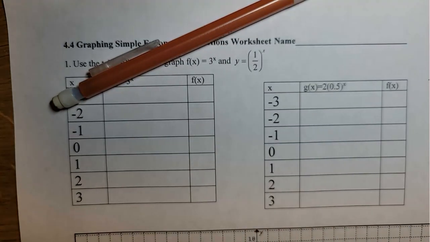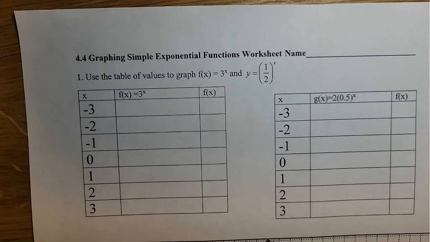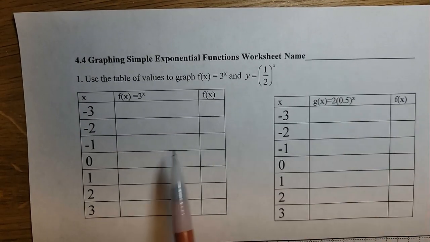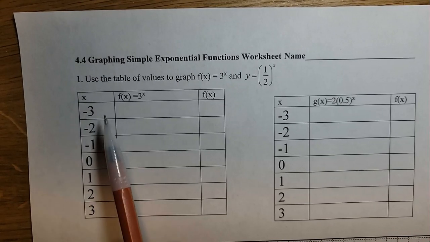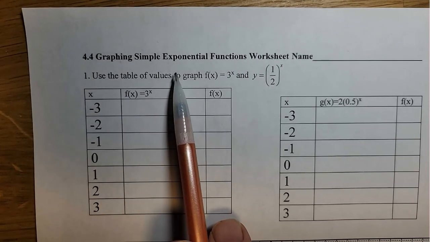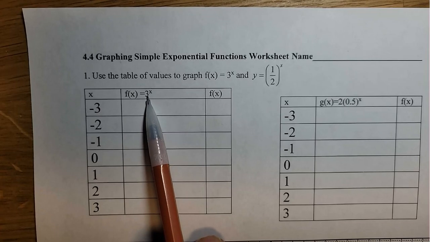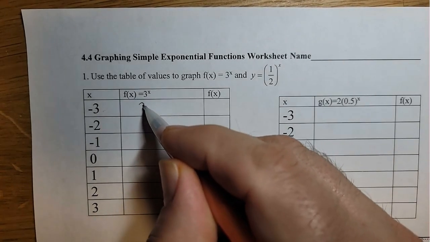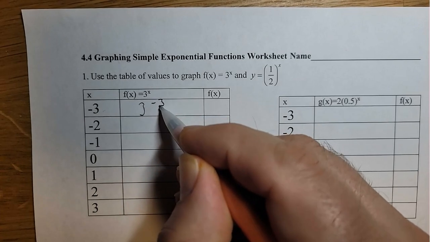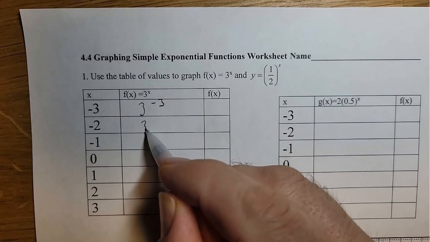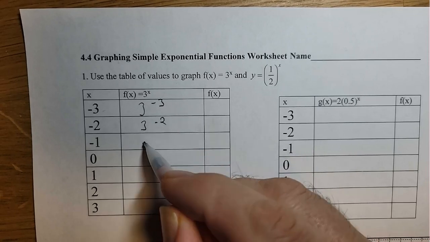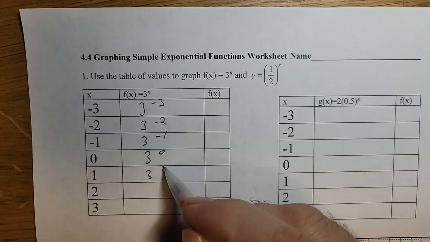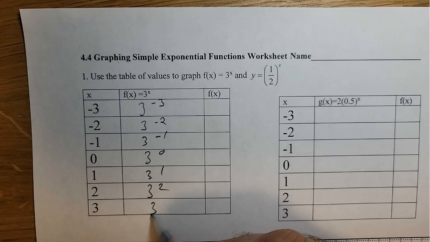Okay, let's start off with the first table here. So again, don't forget to put your name, and you can hand it in at the end of class. Let's start off over here. What we're going to do is put the -3 into the x right there. So this -3 is going to go into the x. So it's going to go 3 to the -3. And same here, 3 to the -2, 3 to the -1, 3 to the 0, 3 to the 1, 3 squared, and 3 cubed.